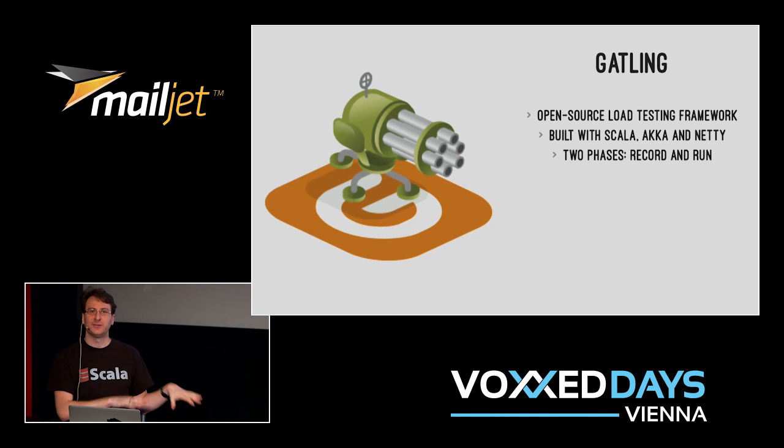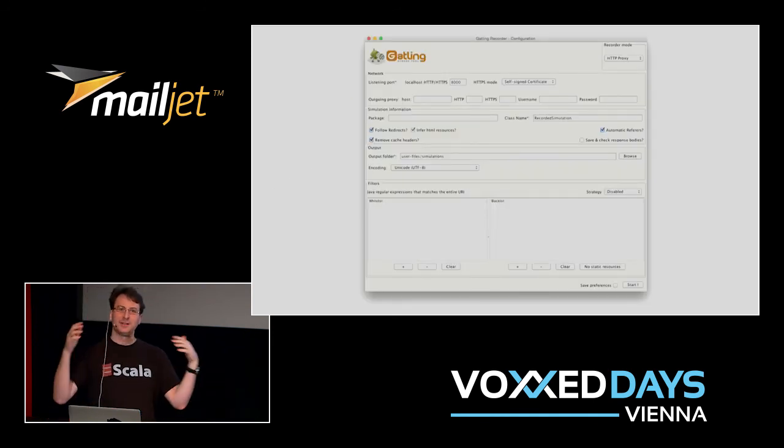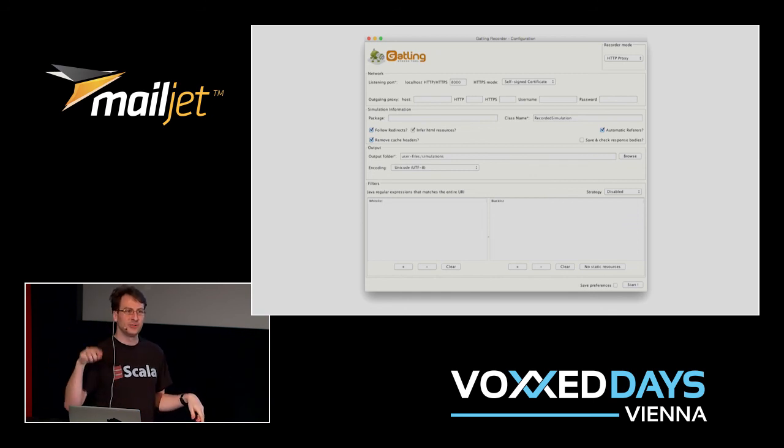There are two phases. The first thing is you record. You run Gatling, and it acts as an HTTP proxy. You set up your browser to use this proxy, and then you browse around in your application and click on things, fill in forms, act as a user. You can record several of these scenarios, simulating users.